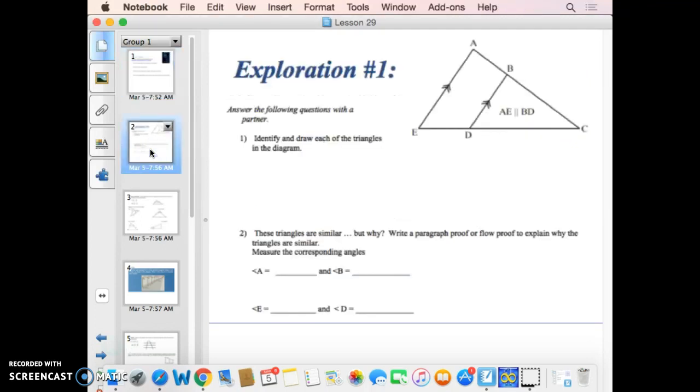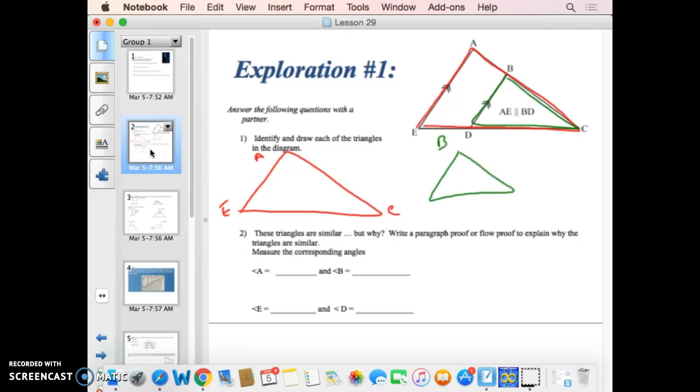All right, so let's go ahead and explore. You will need a protractor for this. And the first thing you want to do is identify and draw each of the triangles. And so when we have overlapping triangles, remember I always like to outline them in two different colors. So the first triangle I see is this big one here, and this is EAC. And then I see the smaller one within here, and we'll call that BDC.